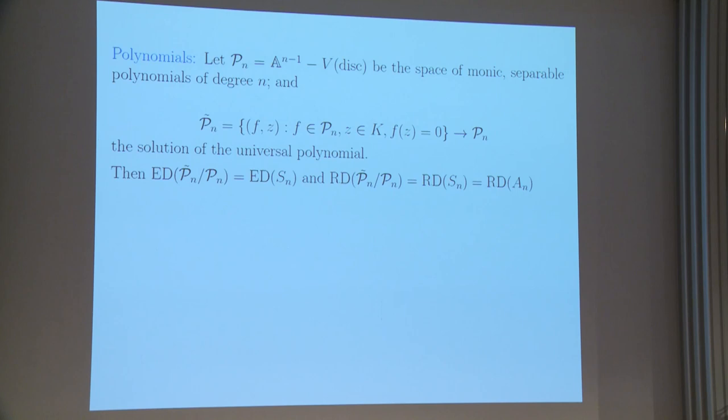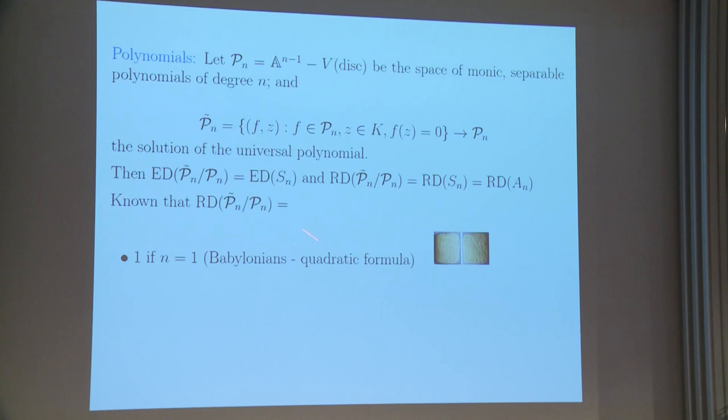And notice, this is going to be one of the rules of the game. The resolvent degree of S_n turns out to be the same as the resolvent degree of A_n, because this is just an index 2 subgroup. And as we'll see in a second, when I have a cover of degree 2, I can always reduce it to something one-dimensional. So that's easy, but I'll mention it in a second. So what is known about the resolvent degree? For n equals 2, it's due to the Babylonians that this is equal to 1.